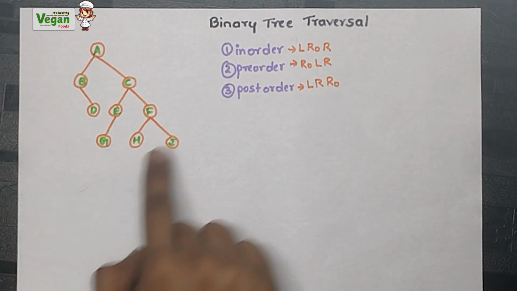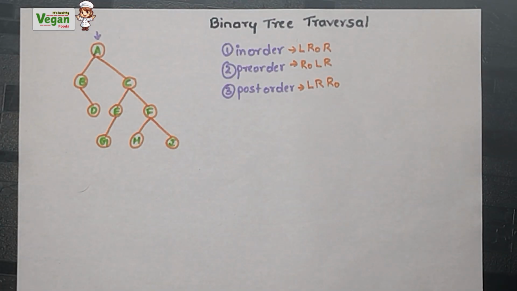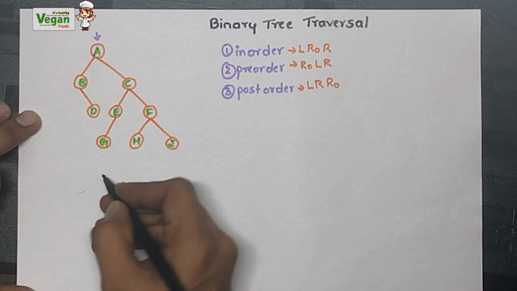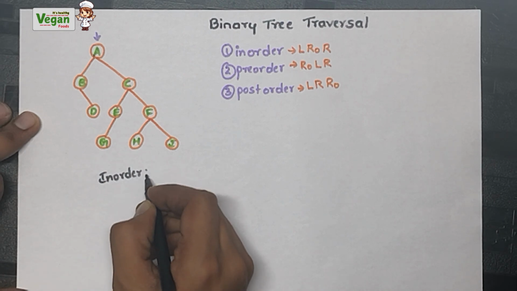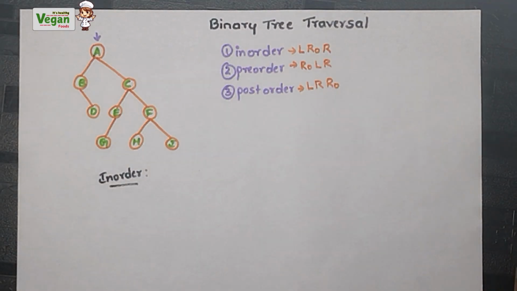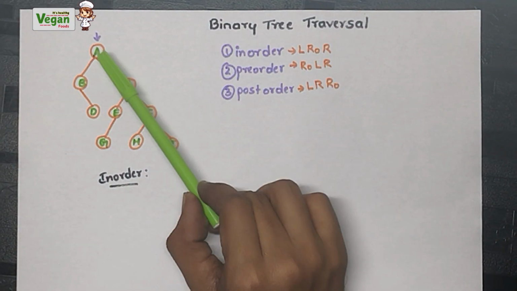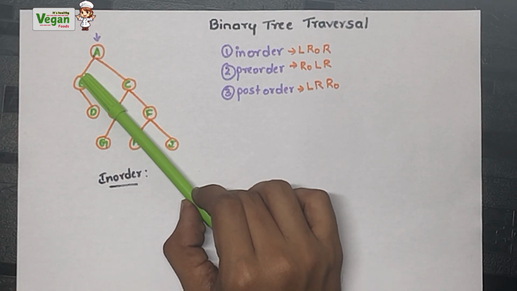For this given graph, let's consider the root as A. Let's consider A as the root and start the problem. First, let's write the in-order traversal. While writing the in-order traversal, what is the formula we are using? Left, root, right. First see the tree, come towards the left, B.